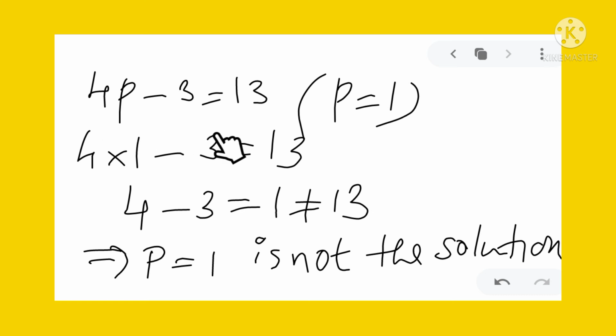Here 4p minus 3 equal to 13. We want to substitute p equal to 1 here. So 4 into 1 minus 3 equal to 13. What is 4 into 1? 4 into 1 is 4. 4 minus 3 is 1, which is not equal to 13. That means p equal to 1 is not the solution of the equation.